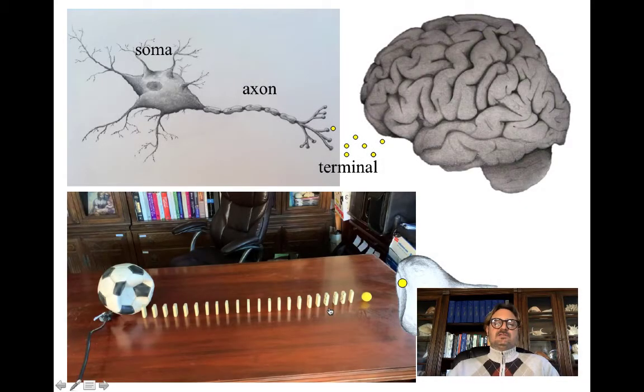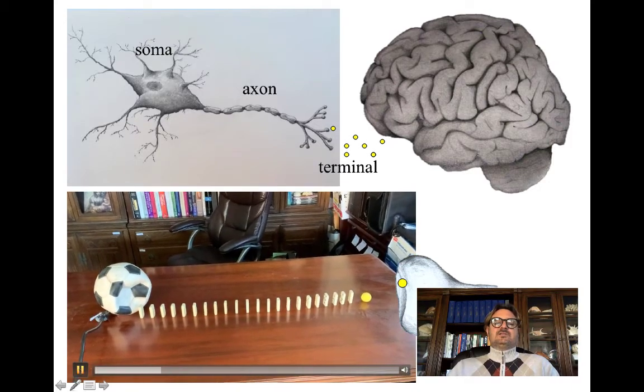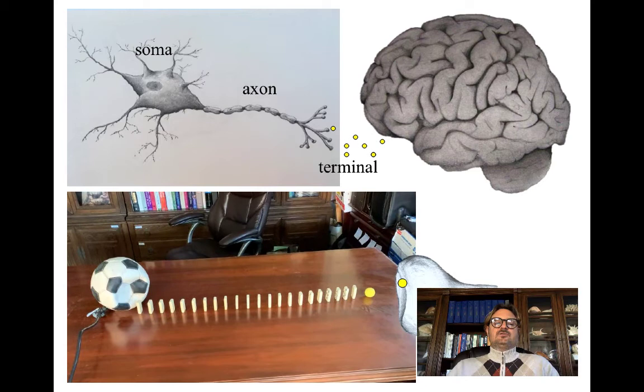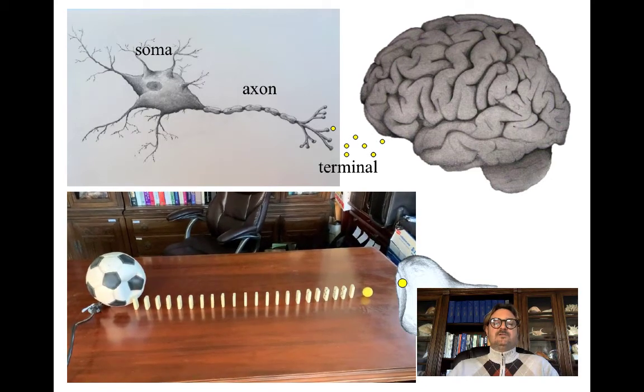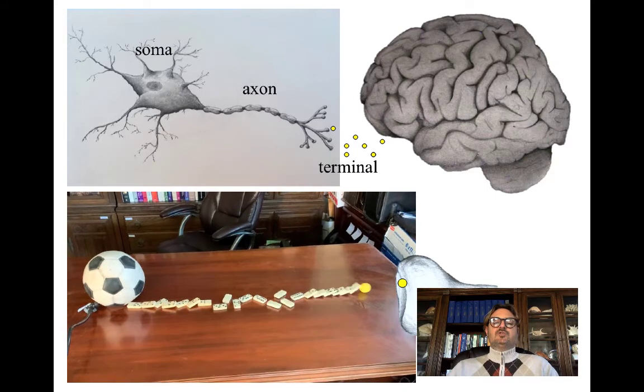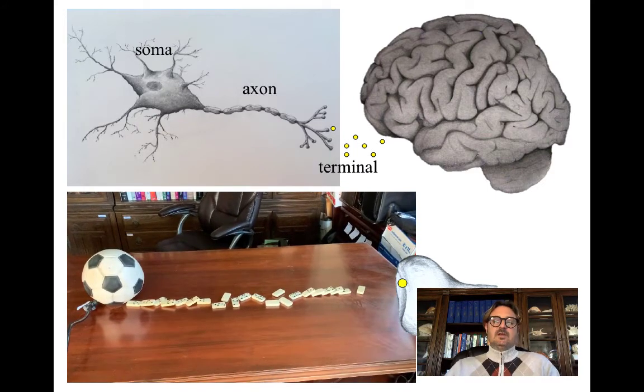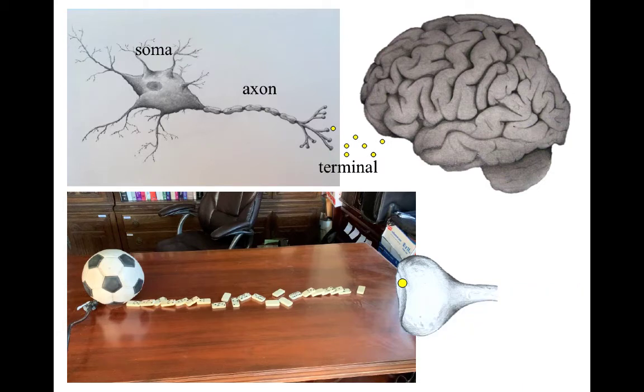It's helpful to think of this sort of like a soccer ball next to some dominoes with a ball at the end. We can think about the graded potential, which occurs in the cell body, as a soccer ball. Instead of air pressure, we're going to talk about electrostatic pressure. And when it builds up high enough, it starts this action potential, which travels like dominoes.